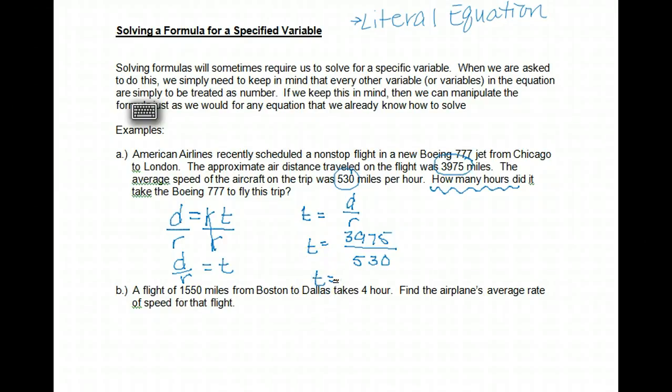Go ahead, take a second, plug that into your calculator. 3,975 divided by 530. We should get 7.5. That means that it took the airplane 7.5 hours to fly this trip. So you would just want to write a nice little sentence there so that you answer the problem correctly. You always finish a word problem with a sentence.